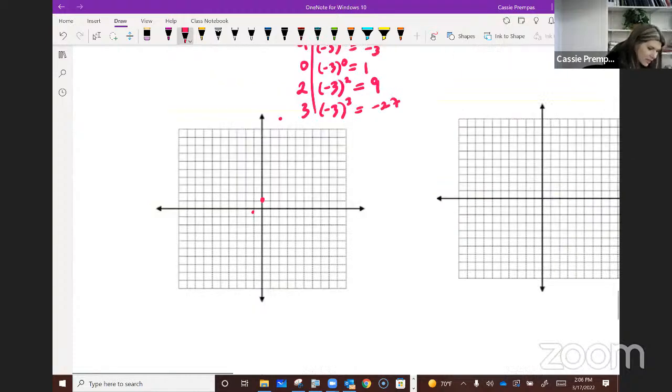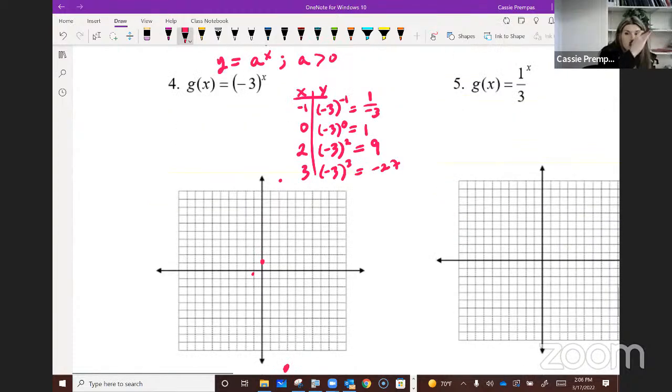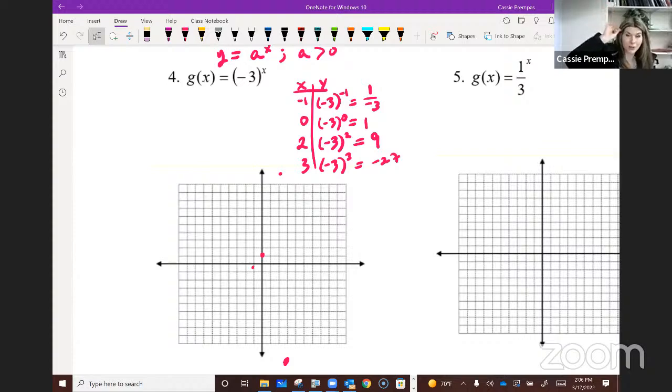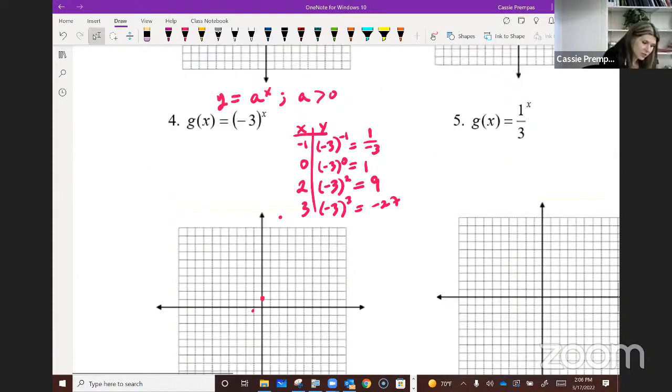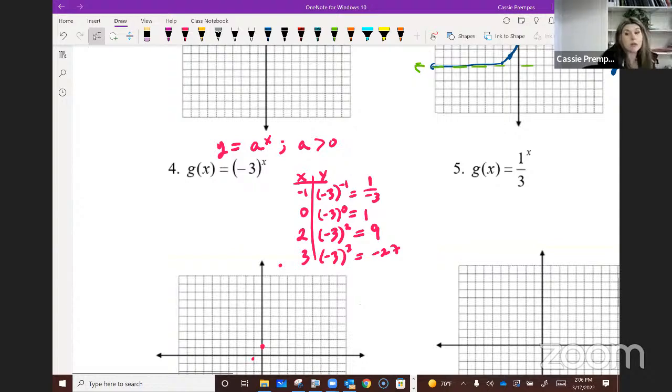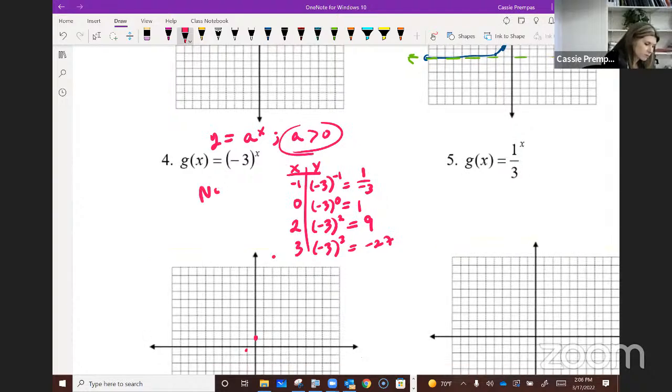And notice I'm not getting an exponential shape. The reason being is because a has to be bigger than 0 when you're looking at an exponential. So this one was meant to trick you. It's not an exponential graph.